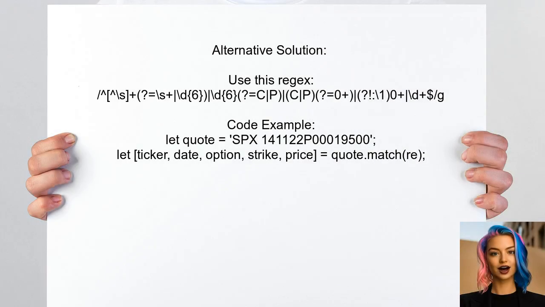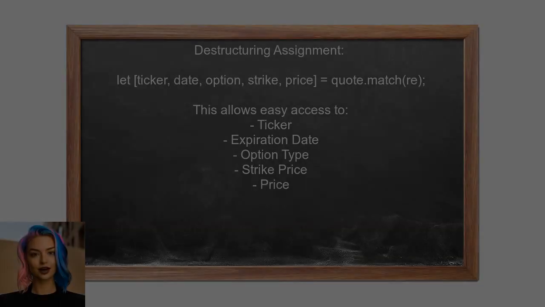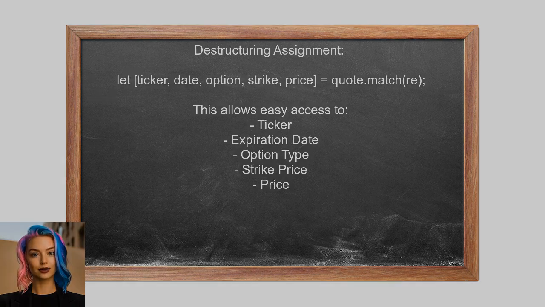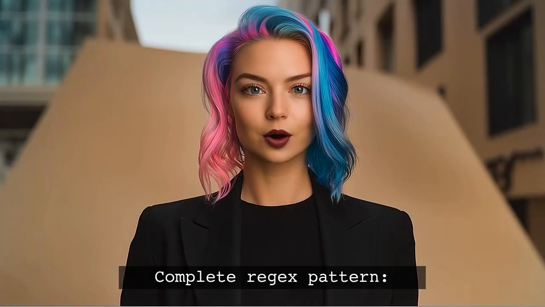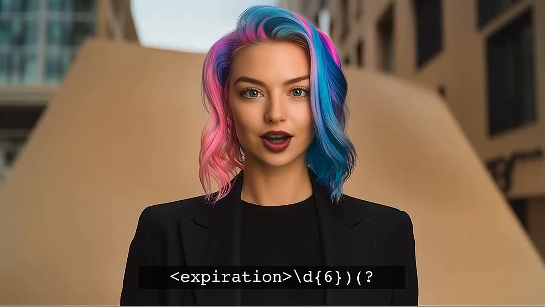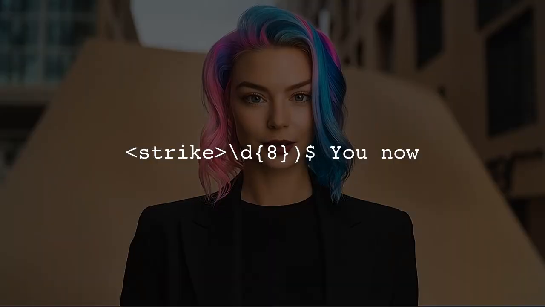An alternative approach to parsing an OCC option symbol using Regex is provided by another user. They suggest a regular expression that matches various components of the symbol. This Regex captures the root symbol, expiration date, option type, and strike price. The user also recommends using destructuring assignment to easily define the matched parts into separate variables. This makes it straightforward to access each component of the option symbol. Here's the complete Regex pattern that combines all these components. You can use this in your JavaScript code to parse the OCC option symbol automatically.